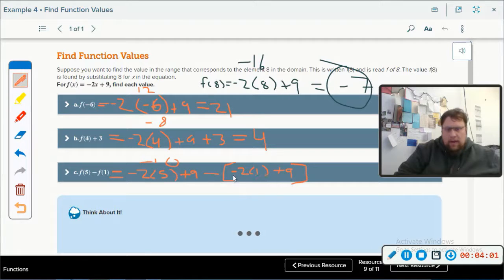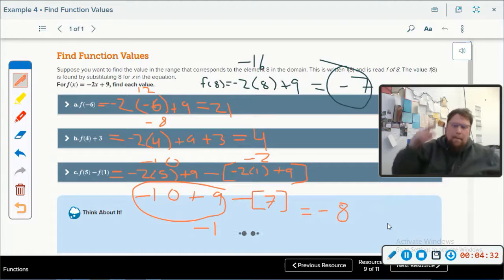And then what do I have right here? I have negative 2 times 1, which is negative 2. Negative 2 plus 9. So I'm going to end up with negative 10 plus 9 minus, what's negative 2 plus 9? That's positive 7. So inside of there, I'm going to end up with positive 7. So this becomes negative 10 plus 9 is negative 1. What's negative 1 minus 7? Negative 8.